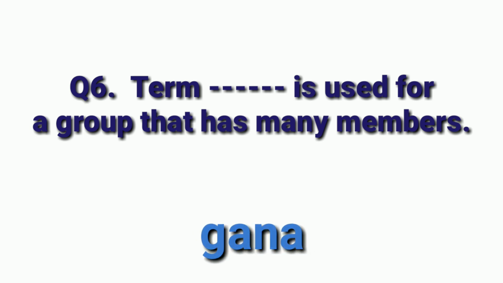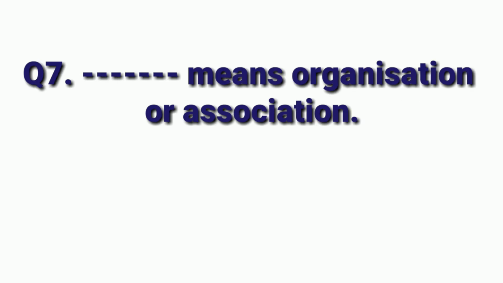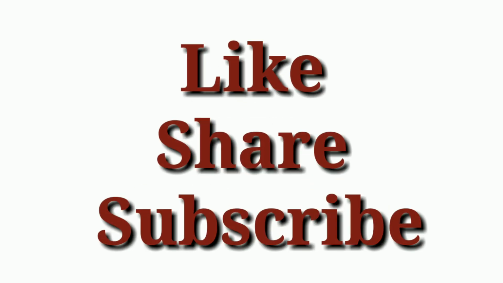Answer is Gana. Gana is a group of many members. Next question is dash means organization or association. Answer is Sangha. A Sangha means an organization or an association.